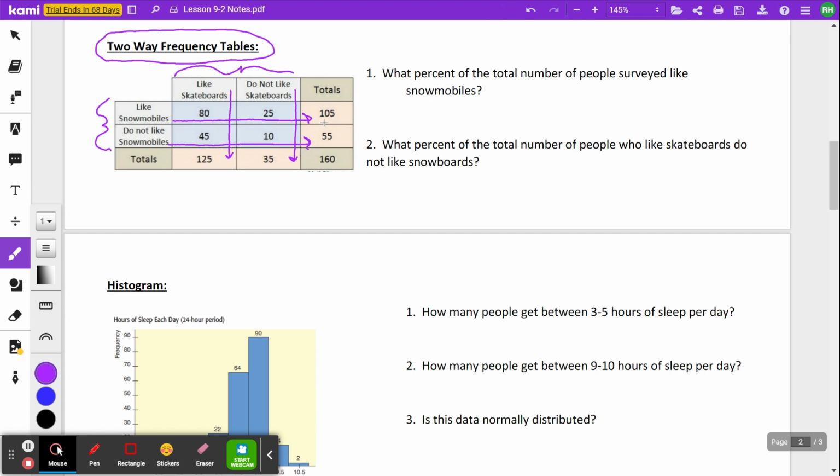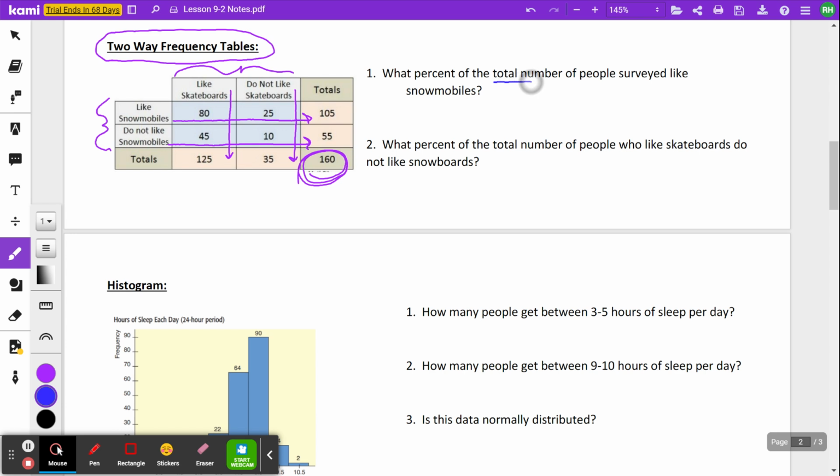So the totals are in pink, that peachish pale color. The blue is where those things overlap for snowmobiles and skateboards. And then this guy in the bottom would be the total amount of people for both of those things. Okay? So the first one up here says, what percent of the total number of people surveyed like snowmobiles?